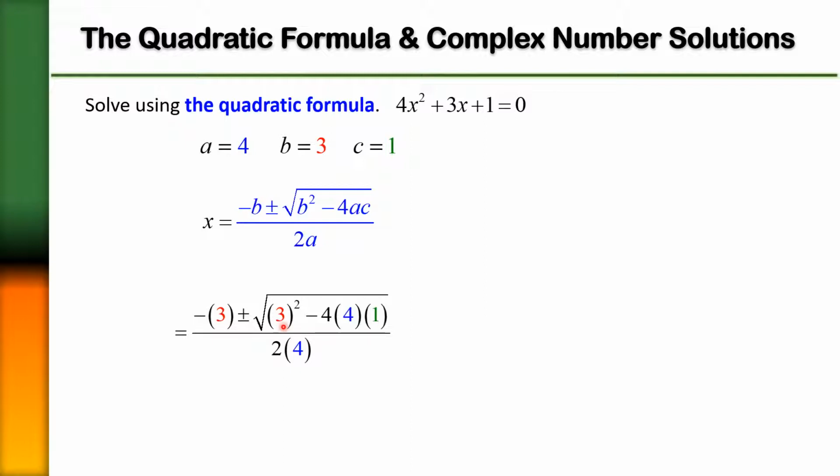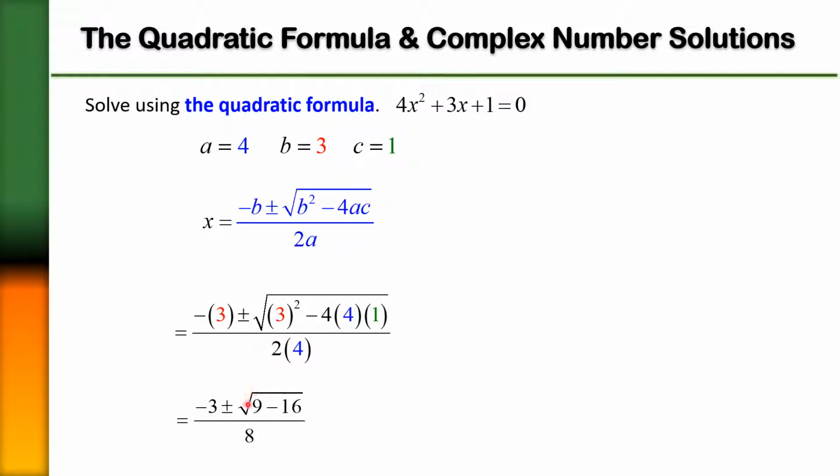3 squared is 3 times 3, which is 9. Then we have these three numbers being multiplied. 4 times 4 times 1, all is going to give me 16 with a negative in front of it, negative 16, over 8.